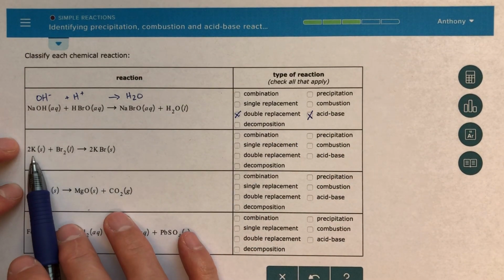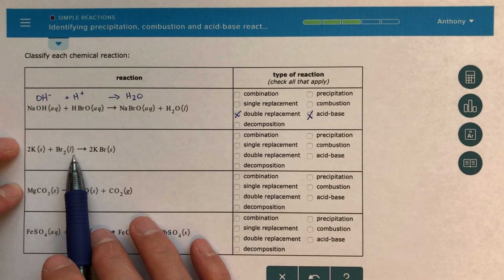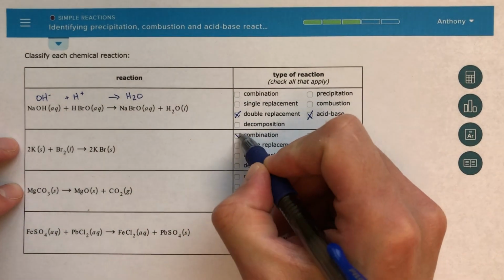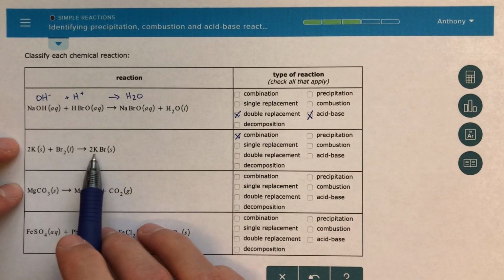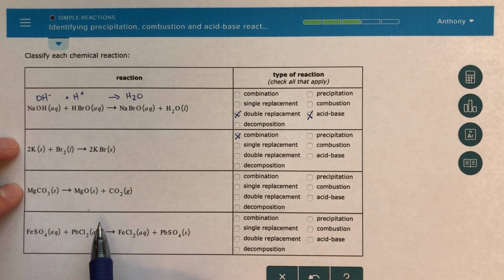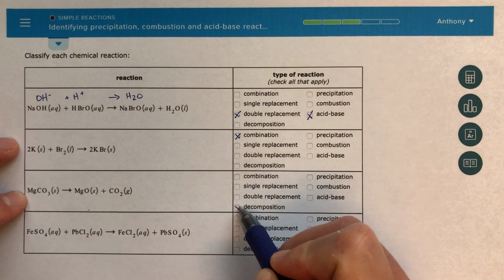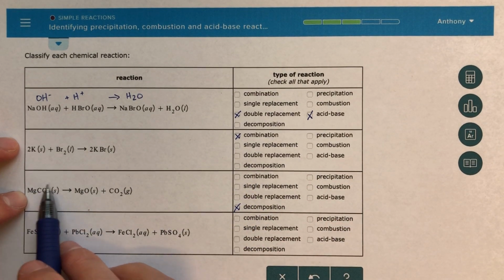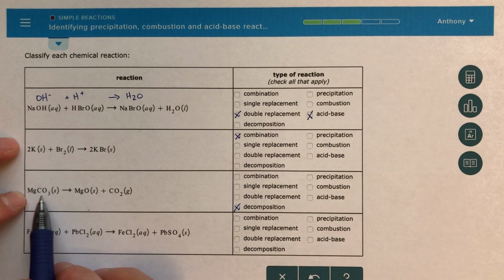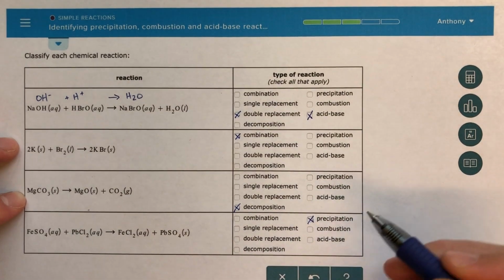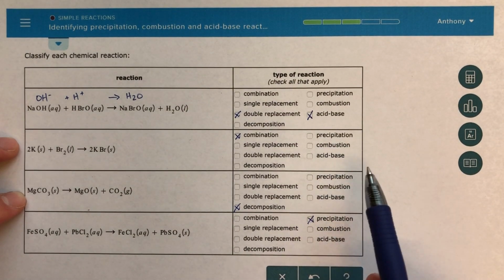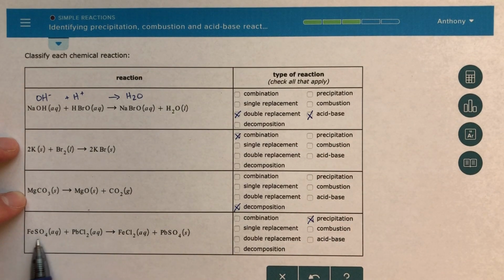Okay, K solid plus Br2 liquid goes to KBr: combination. Pretty clearly, we're combining those two things to form this new KBr solid. Here, we're doing a decomposition. So this solid magnesium carbonate is breaking into two separate pieces, decomposing. And then the last one here, we've got, again, another precipitation reaction. So in these examples, I actually didn't get a combustion reaction, so I'll talk about that in a second. But this last one, precipitation, aqueous goes to aqueous plus solid. That tells us it's precipitation.